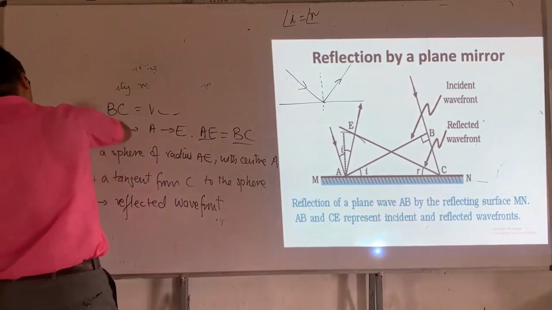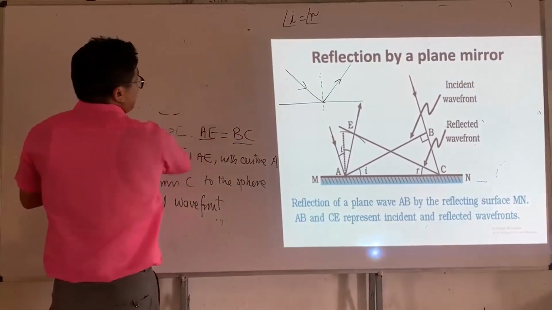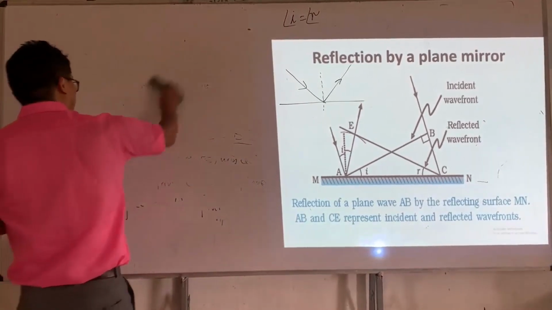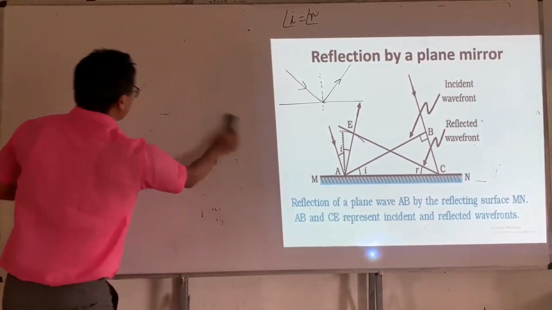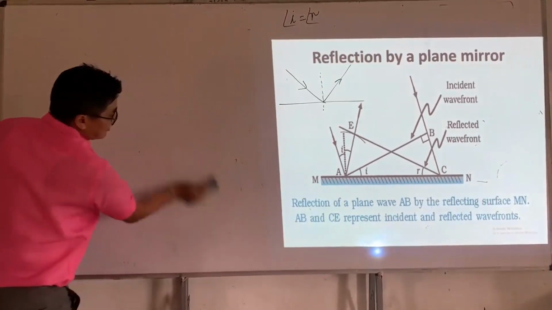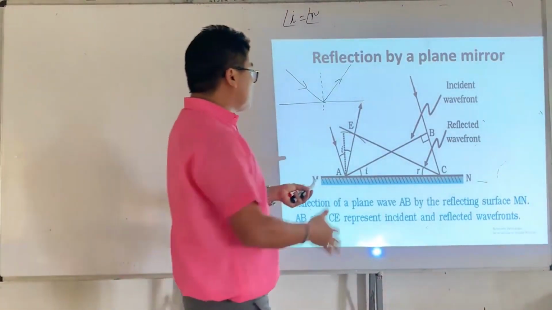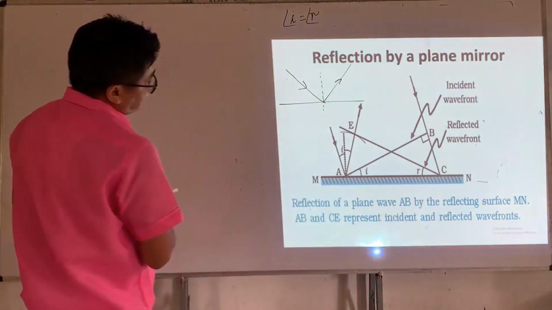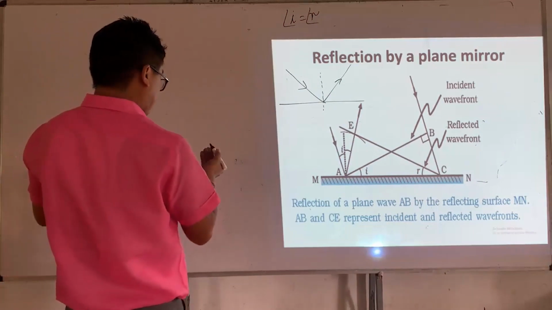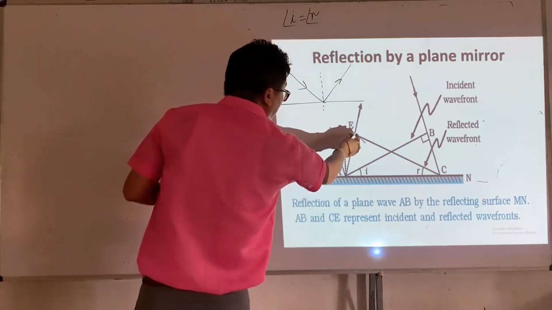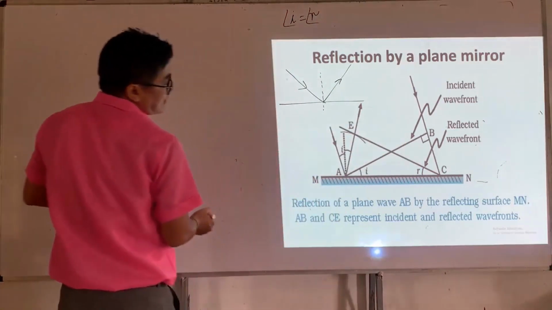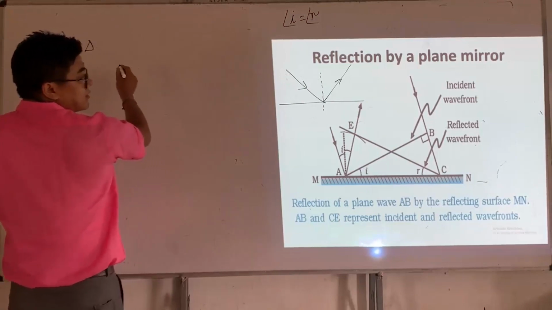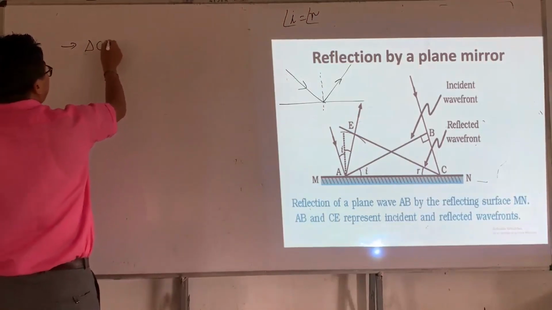And I told you at the very beginning of these chapters that the Huygens principle is geometrical constructions. So we will do again geometrical constructions. What I am going to do is take two triangles. The first triangle I am going to take is triangle CAB.